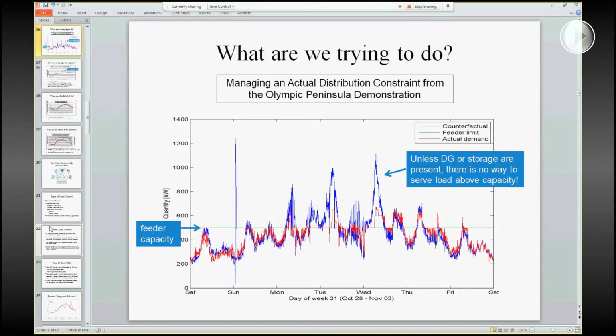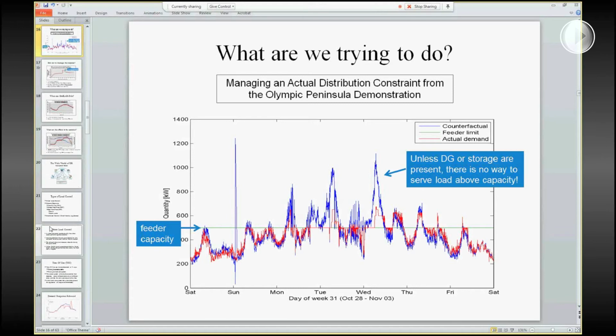For those who aren't familiar with this project, this was a demonstration on the Olympic Peninsula in Washington State, done in 2006, 2007. There was a single transmission line going out to the Olympic Peninsula, surrounded by water on 3 sides. The transmission line itself went through a national forest, so there was not a lot of availability to expand capacity.